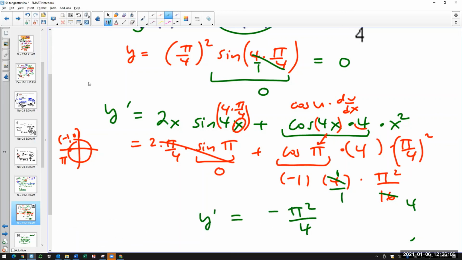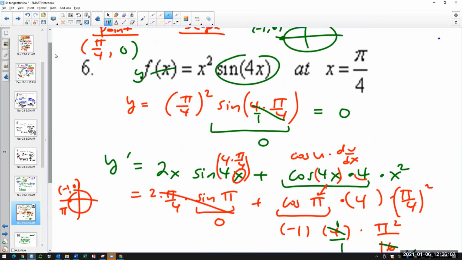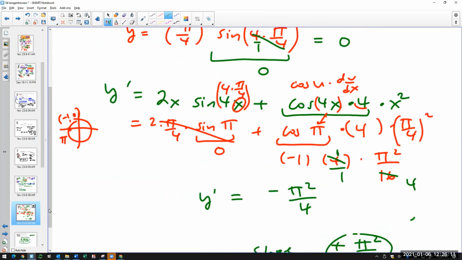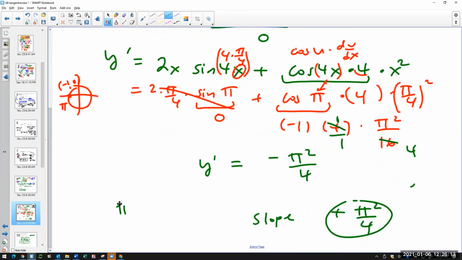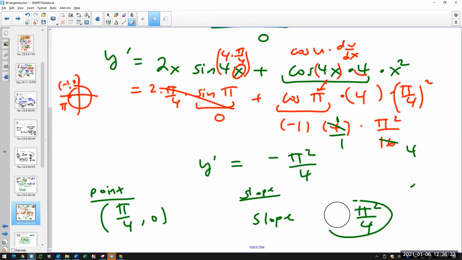And then I got my point, right? My point was this, pi over 4 and 0. Pi over 4, 0. So that's my point, and that's my slope. Did I get negative here? Okay, see if that's right. Then put it into the point slope formula and see if that's right.